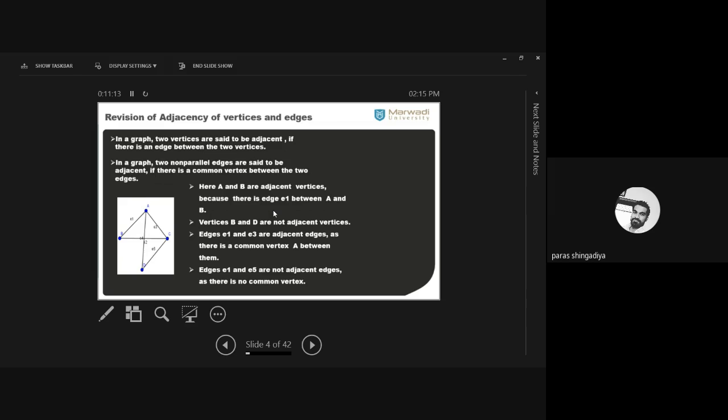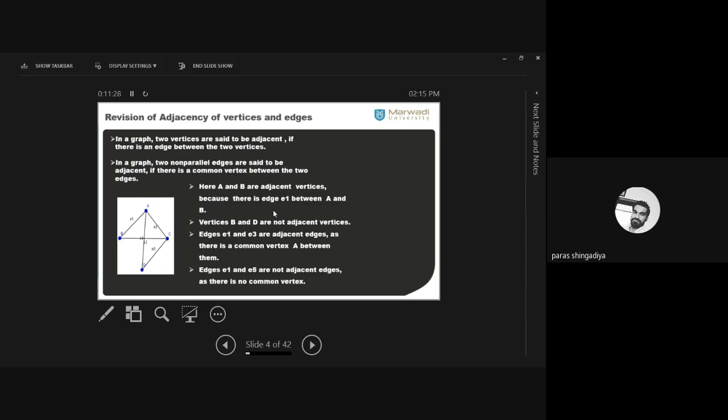So what is the meaning of adjacency of vertices? Clear? What does it mean? Okay, one graph is given. If any two vertices are directly connected by a common edge, then these two vertices are called adjacent vertices.